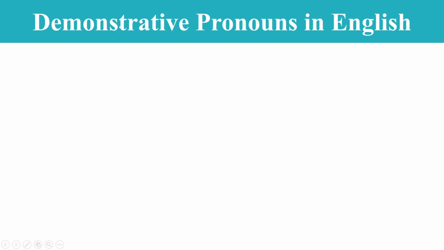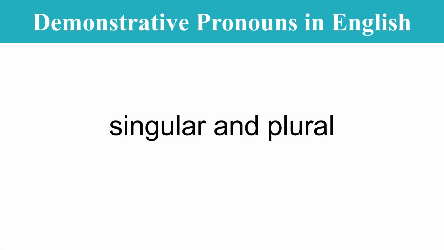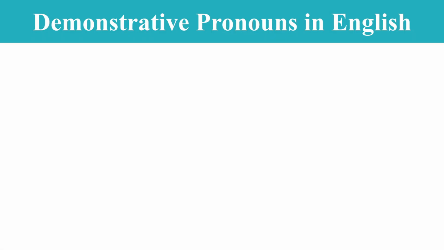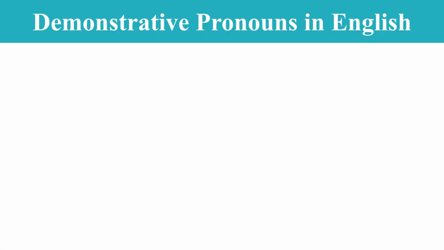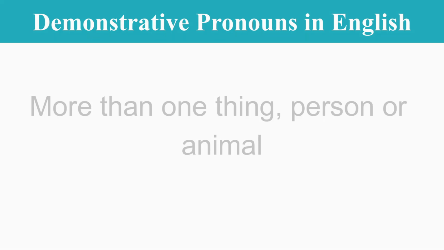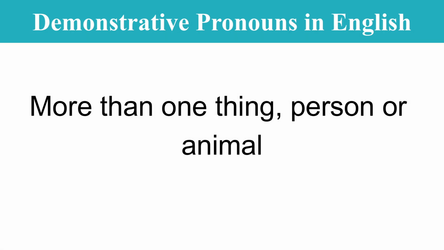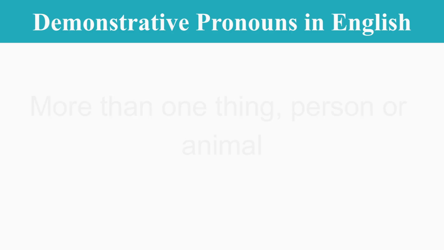We use demonstrative pronouns to point at things, people, or animals. Demonstrative pronouns are both singular and plural. A singular demonstrative pronoun is used to point at one thing, a person, or an animal. But a plural demonstrative pronoun is used to point at more than one thing, more than a person, or more than an animal. Let's see them one by one.